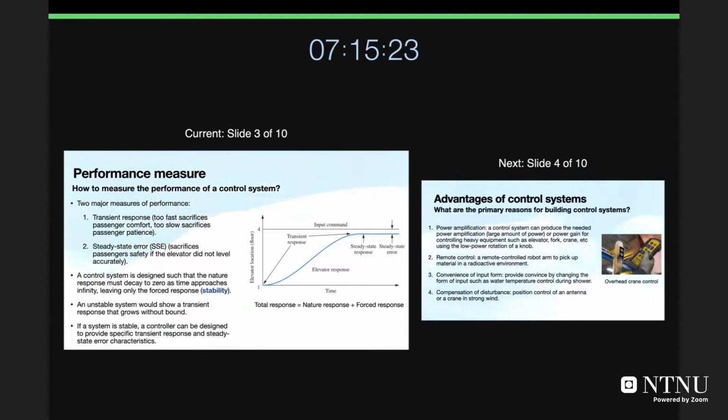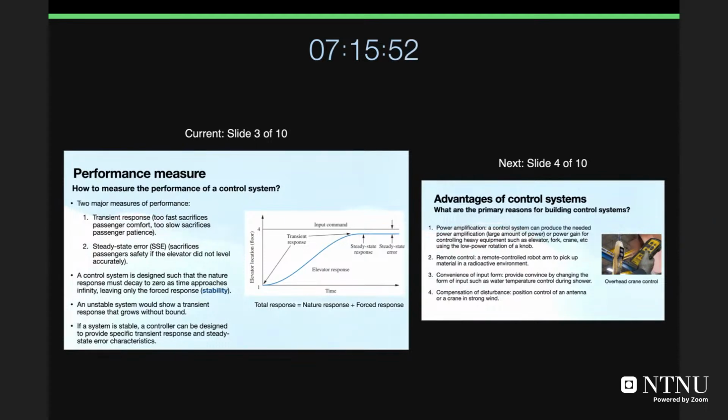This transient response will happen anyway because it represents the dynamics of your system. If it is too fast, it will sacrifice passenger comfort. So if your elevator is too fast in this period, people will not feel comfortable. And if it is too slow, it will sacrifice passenger patience because, I mean, you have a class and you want to go from floor 1 to floor 4 immediately. You don't want to waste time. So this period, we call it transient response.